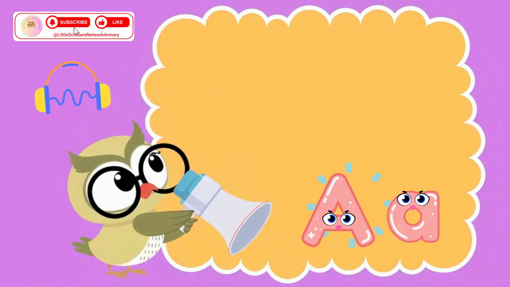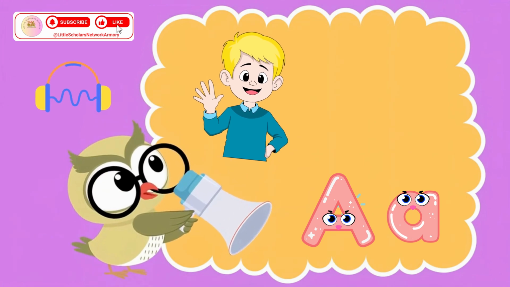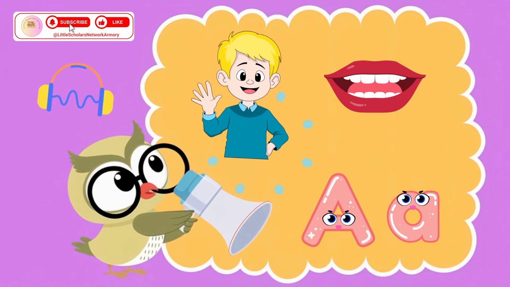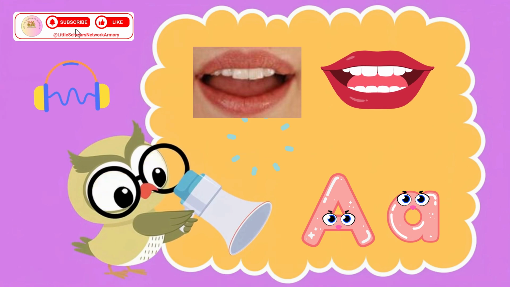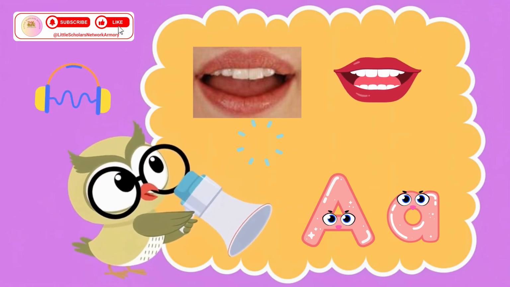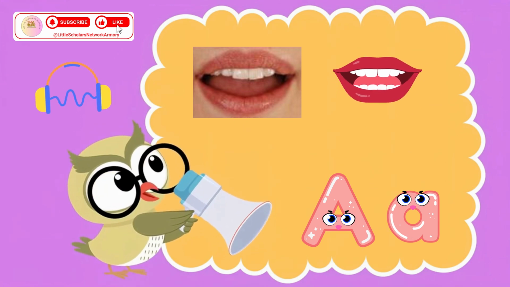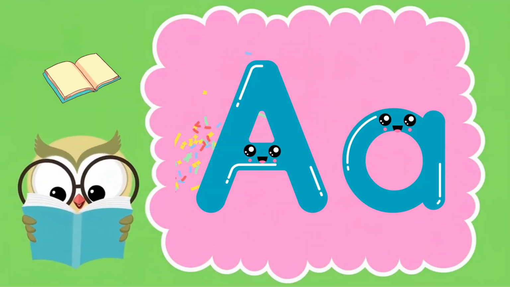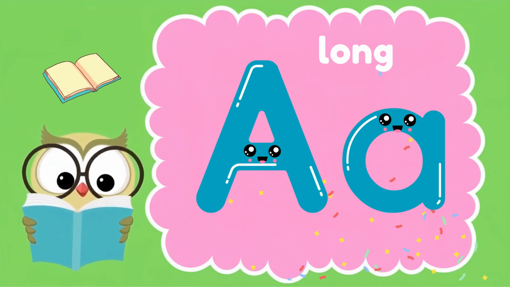The other sound the letter A makes is the long sound A. When A says its name, it's making the long sound, like you are saying, hey. Say it with me. A, A, A. You did great! Here are some examples of words that begin with the long A sound.